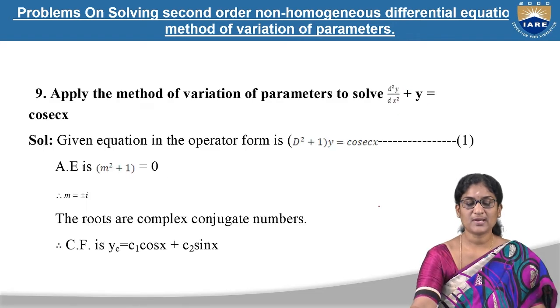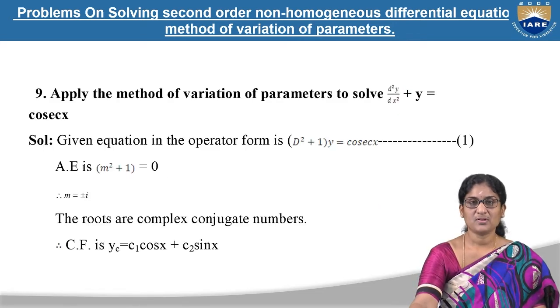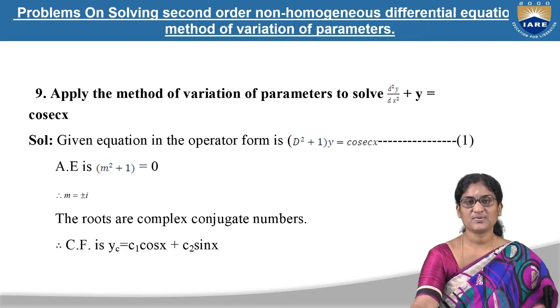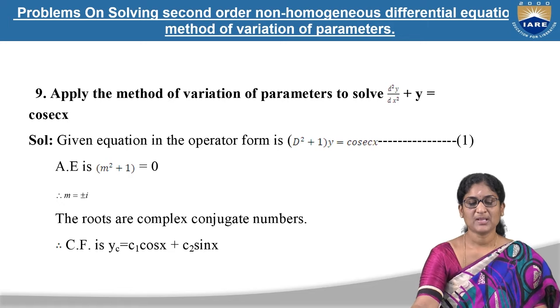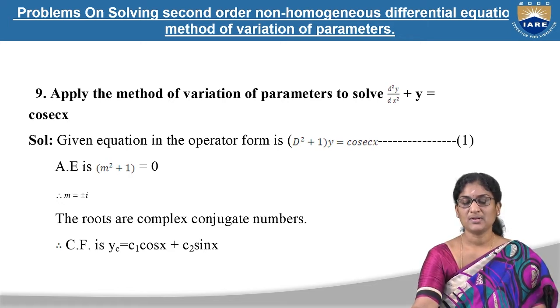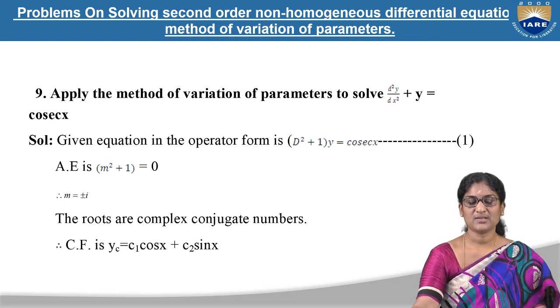So let us take one example of how to solve a given second order differential equation by the method of variation of parameters. Apply the method of variation of parameters to solve d square y by dx square plus y is equal to cosecant x.